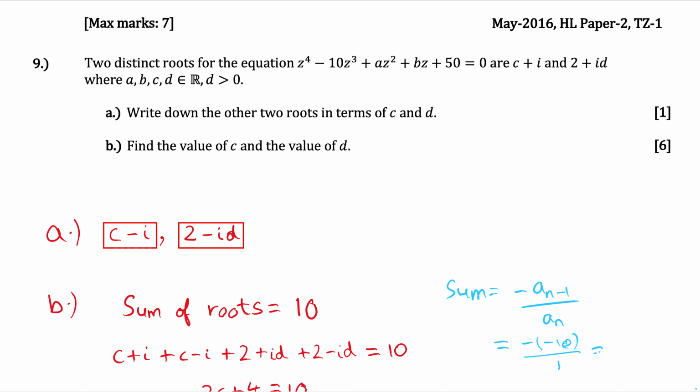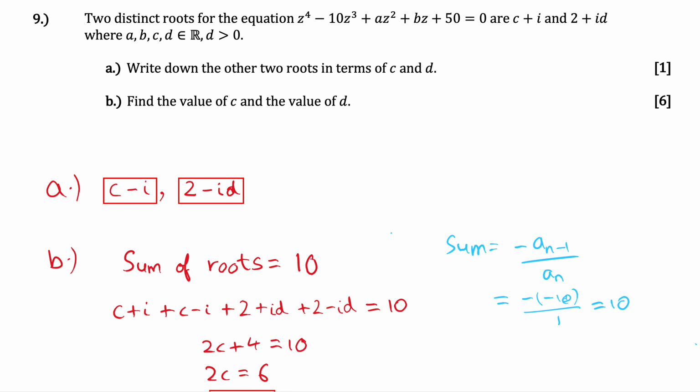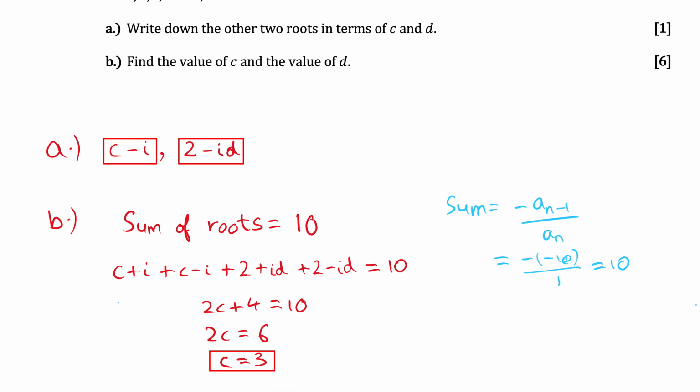So the sum of the roots will equal negative of negative 10 upon 1, which is equal to 10. That is how we find the sum of the roots. Keep in mind that since this is a degree 4 polynomial, this equation will have 4 roots, which we already know. So we can add up all of the 4 roots and equate it to 10. Negative id and positive id cancel, negative i and positive i cancel, and we're left with 2c plus 4 is equal to 10. From where we can solve for c and we find that c is equal to 3.